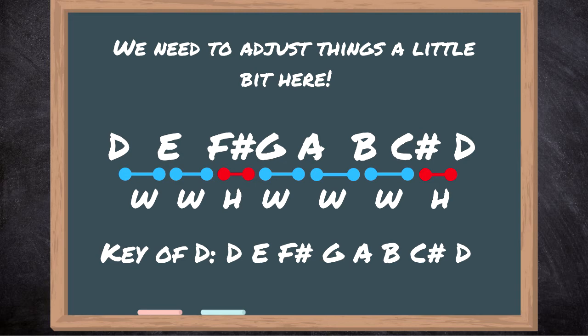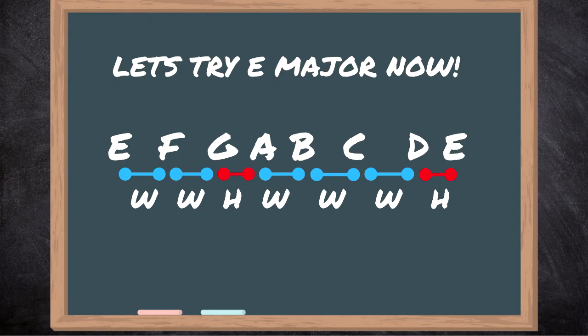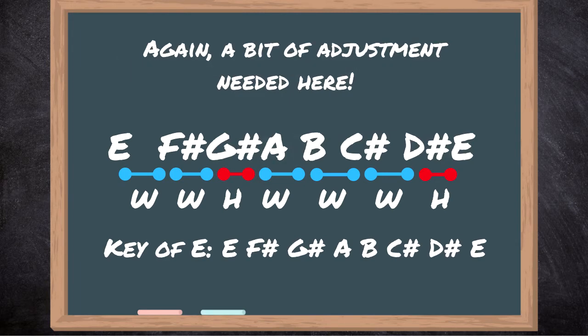So let's go ahead and try another one. Let's try E major now. Here's our E, F, G, A, B, C, D, E. We put in our major scale formula underneath. Let's see what happens. E to F. Oh, that's supposed to be a whole step, but E to F is a half step. So what does that mean? That means we now have to sharp the F.